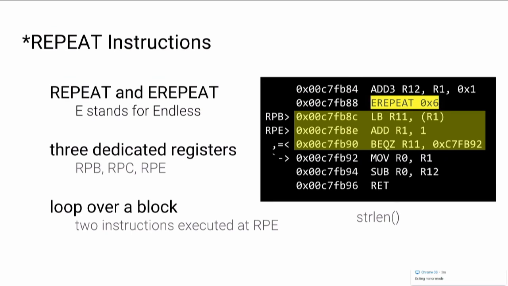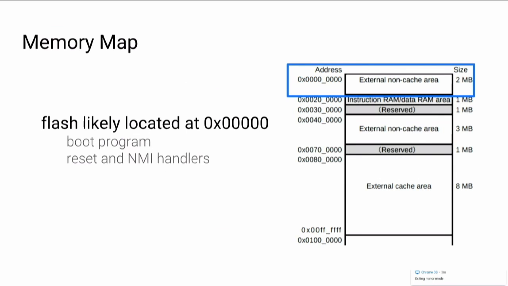Indeed, that's a counter of the number of loops the CPU will take over the block. Okay, so the manual also provides more information, like the memory map. And here we can see that at address 0, we have 2 megabytes of memory. Indeed, that's the SPI flash that we dumped before. The manual also says that the first bytes contain the boot program, as well as the reset and NMI handlers.